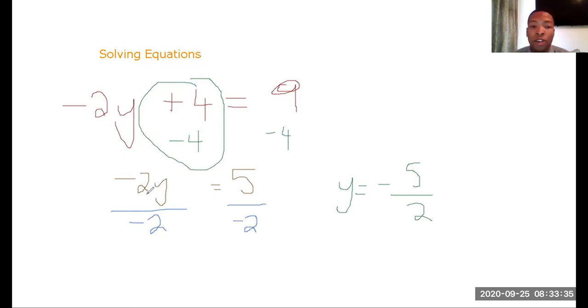So then now I need to get rid of this negative 2. And what we did on one side, sure enough, we've got to do on the other side. So I'm going to divide both sides by negative 2. And then I don't necessarily need to go in and do this fraction. I could leave it like that. I'm going to leave it like negative 5 over 2. So y is equal to negative 5 over 2.